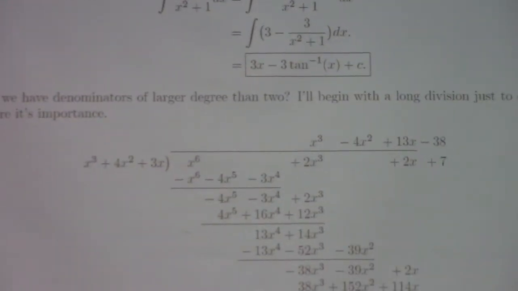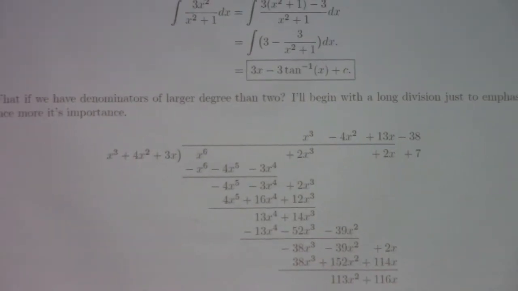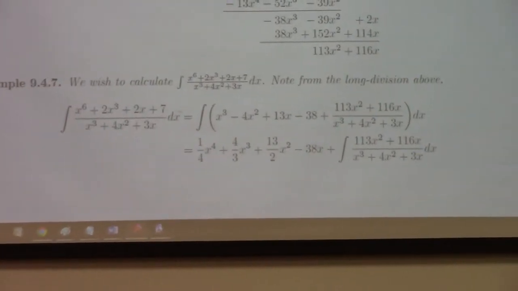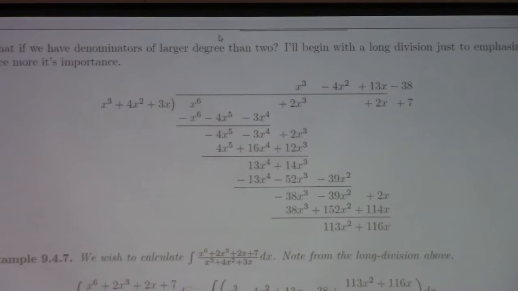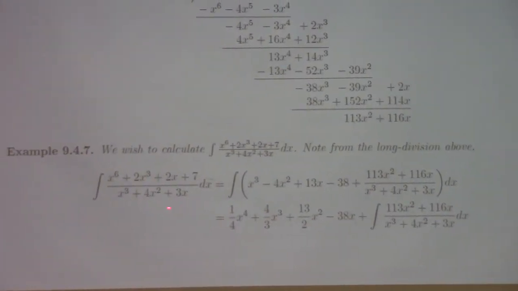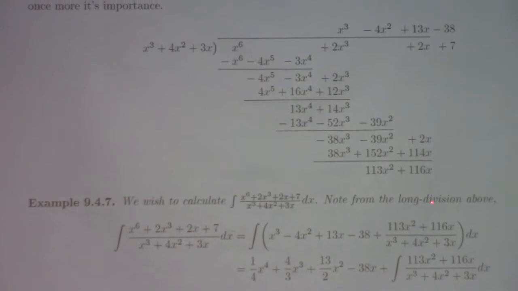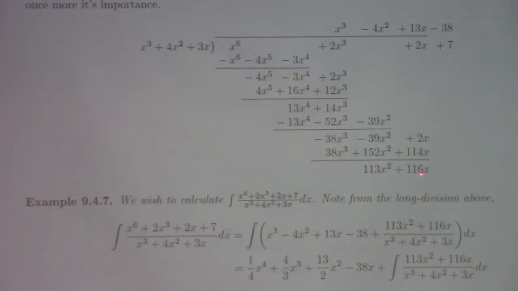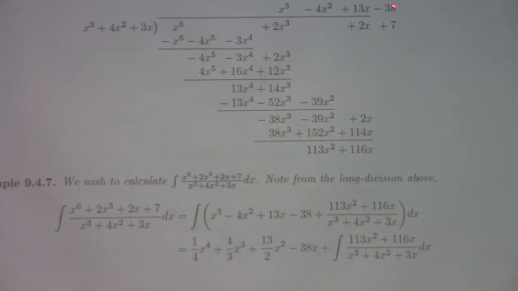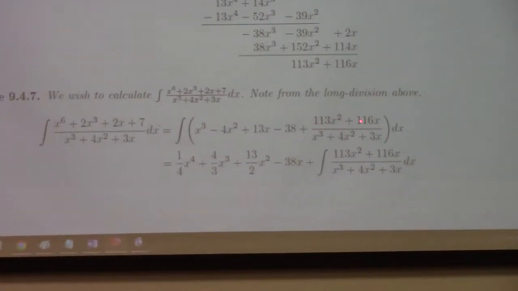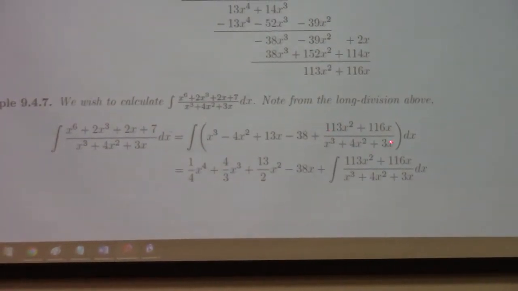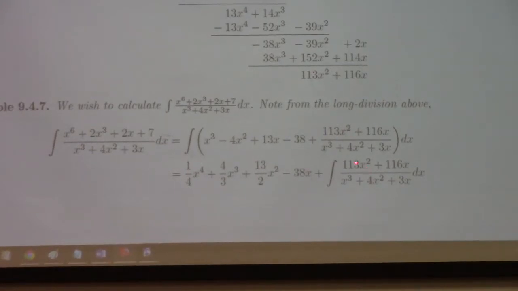Here's another one we kind of did. Here's a more awful example. If I had x to the 6th plus 2x cubed plus 2x plus 7 over x cubed plus 4x squared plus 3x, then I can do the long division and get x cubed minus 4x squared plus 13x squared plus 16x. And that's my polynomial piece, as you can see right here. And then I just have to do partial fractions on this lovely expression. Ew. That's actually x times x squared plus 4x plus 3, so it actually is not too bad. You just need A, B, and C to deal with that.